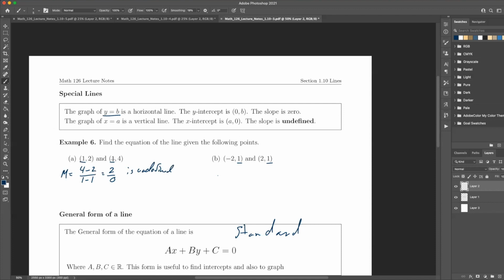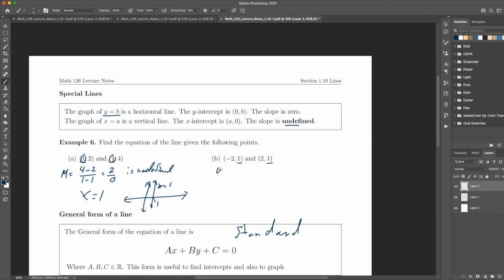And so what's true about this? Well, it's x equal to a. What's the a? Well, it's the repeated x value. So this is just x equal to 1. And if I was going to graph that, I just say here's my graph. Just right here at 1. Here at 1, right? This is my x equal 1 line.